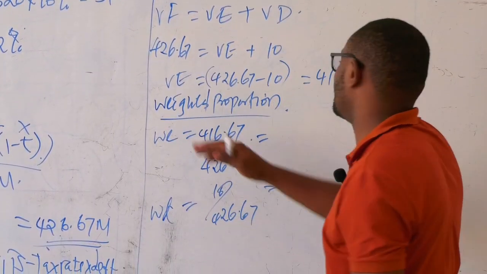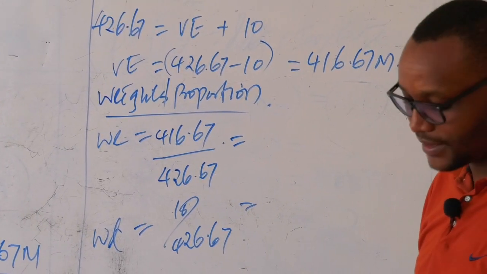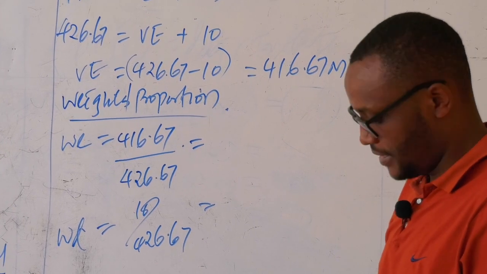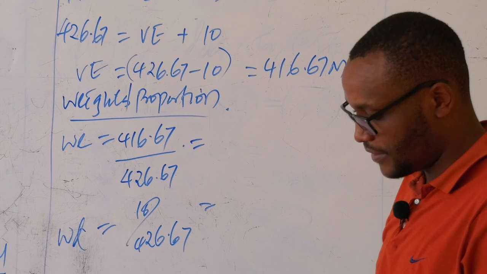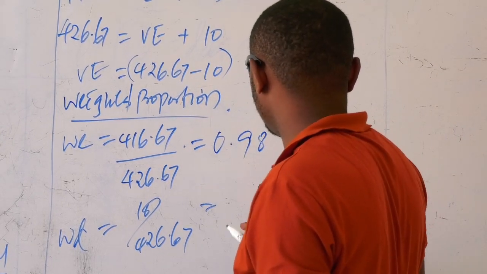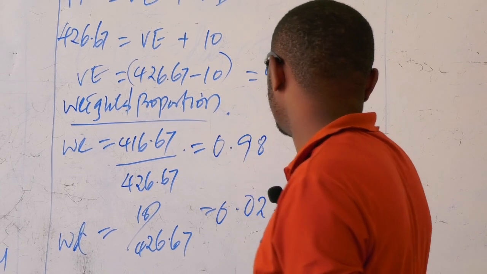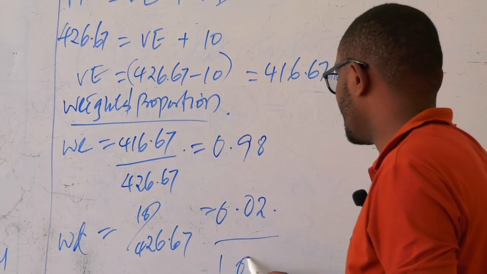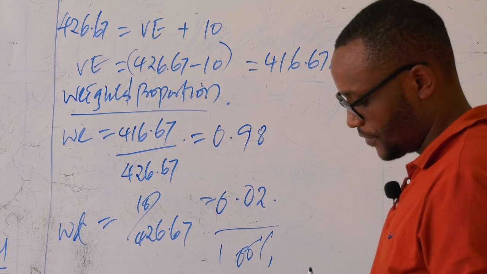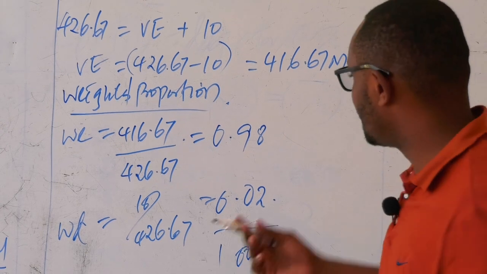When you have weight of equity, you can subtract from 100%, because the cumulative weight is 100%. So we're going to have 416.67 divided by 426.67, which is 0.98. Maybe we round off. After calculating, the weight of debt is 0.02, mostly because it has to sum up to 100%. We can check 10 divided by 426.67. Yes, you get 0.023 something.